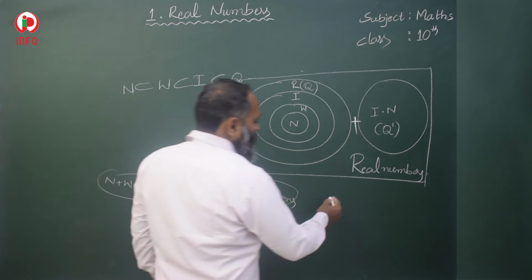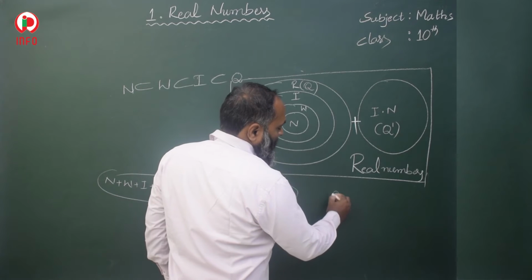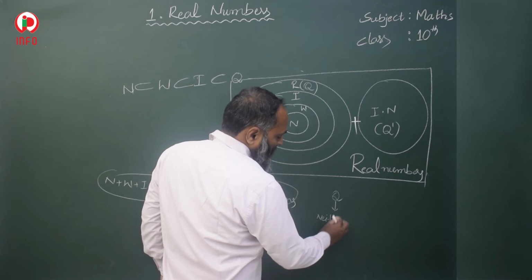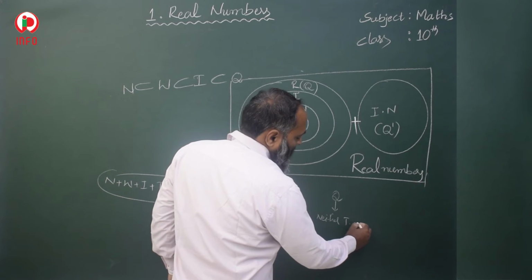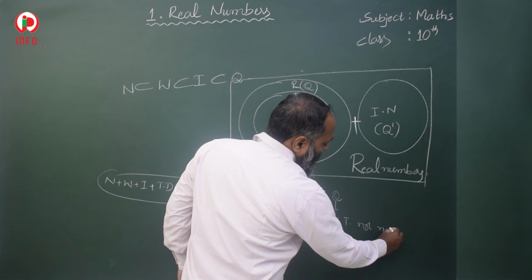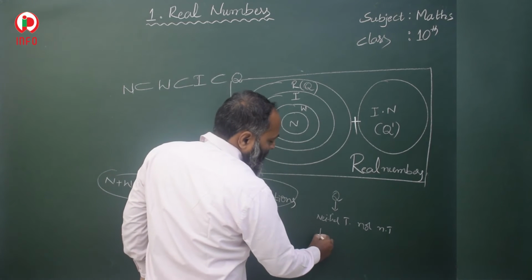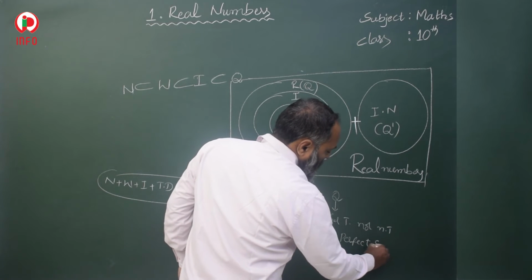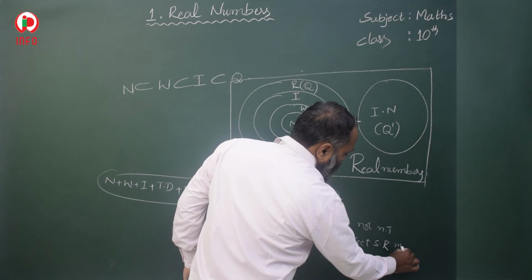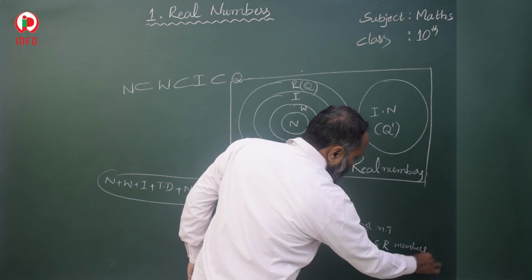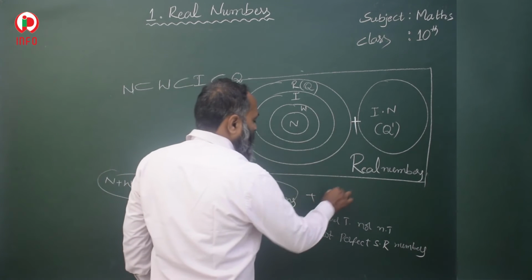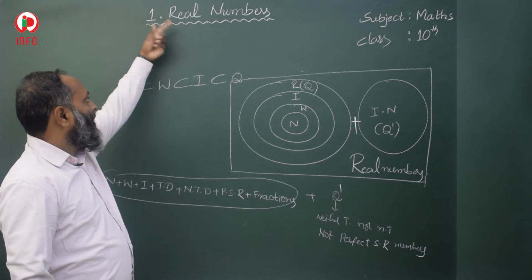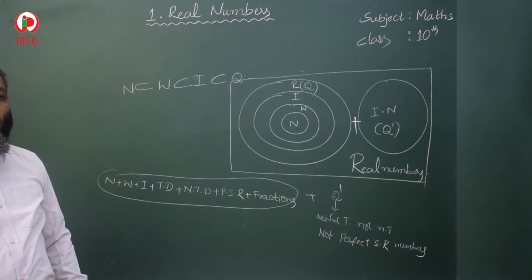And irrational numbers are the numbers which are neither terminating nor non-terminating decimals, which are not perfect square root numbers. So this is about irrational numbers. All these numbers are our real numbers.